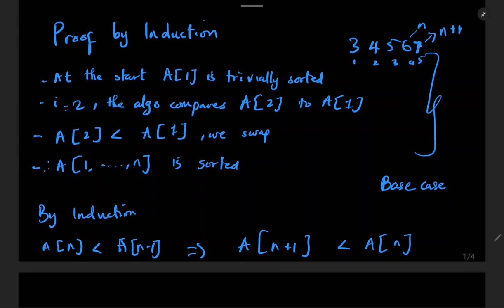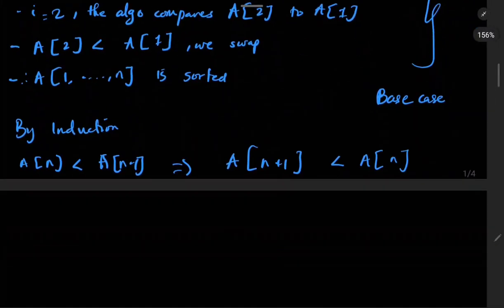So if this number at n plus 1 is less than the number at An, you swap and check again. Then you keep swapping until everything is sorted. But if it's greater than the number at An, given that all of the numbers from A1 to An are already sorted, it means that your list is sorted. So this is how you write the proof by induction.